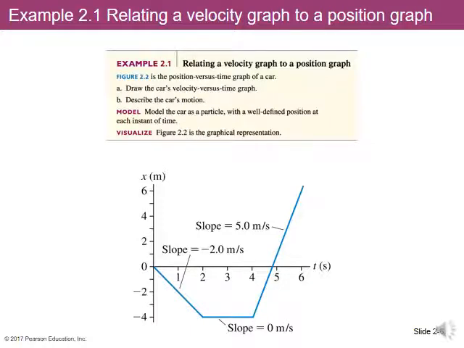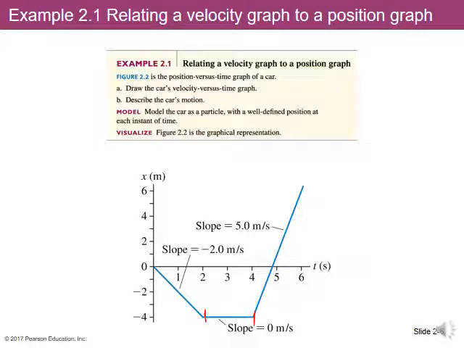Now let's look at an example here of a position time graph and see if we can figure out from this graph how the object is moving and what its velocity time graph would look like. So here we clearly have three different parts of the motion. From 0 to 2 seconds, you can see that this object is moving in a negative direction. If you calculate the slope, it's minus 2 meters per second.